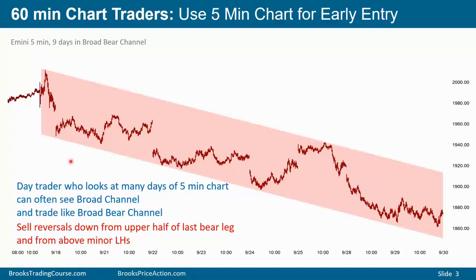When the market's in a broad bear channel, it's forming major lower highs, where there are strong breakouts to new lows. That makes the high before it major, and as long as the market continues to make major lower highs, the market's in a bear trend. This is probably a major lower high here or here.